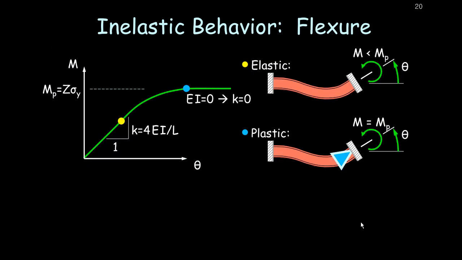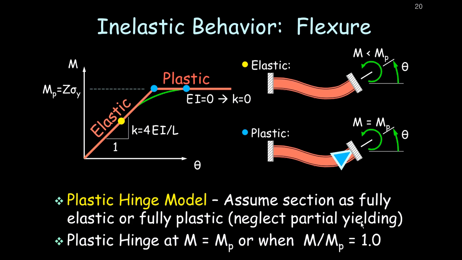Now, if we are looking at this with respect to a computer program, what we often do is neglect that in-between, or that partial yielding. All right, we're trying to do analysis of big structures, and we're not going to care about the in-between stage. So in a plastic hinge type of model, what we'll assume is that the cross-section is either fully elastic, or once, in this case, due to bending, it reaches M sub p, it's fully plastic, and at that point we would form a plastic hinge. So again, a plastic hinge will occur when the moment equals M_p, or when the ratio of the applied moment divided by M sub p equals 1.